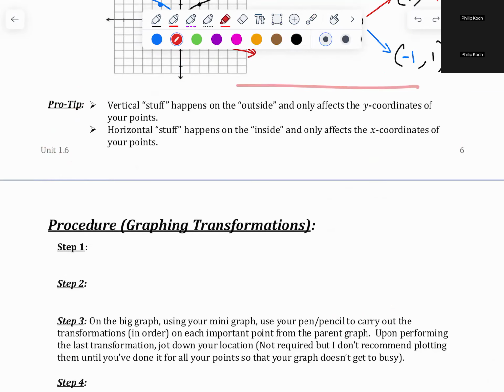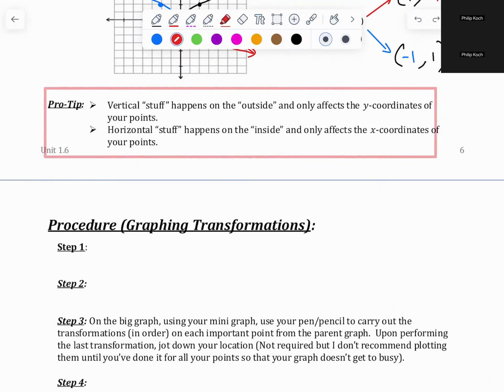Come on, I want a box, not an oval. There we go.